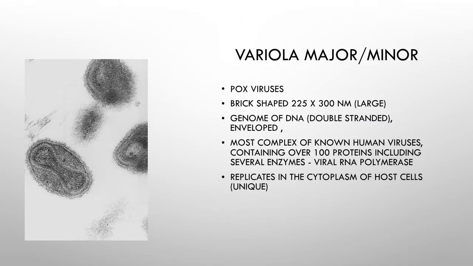Okay, so variola major, variola minor are pox viruses. They're very large, complex viruses, have a genome of double stranded DNA and an envelope, shown here. They're the most complex of human viruses, among the largest. They contain over 100 proteins and viral enzymes, including a viral RNA polymerase. They're unique in that they replicate in the cytoplasm of host cells.